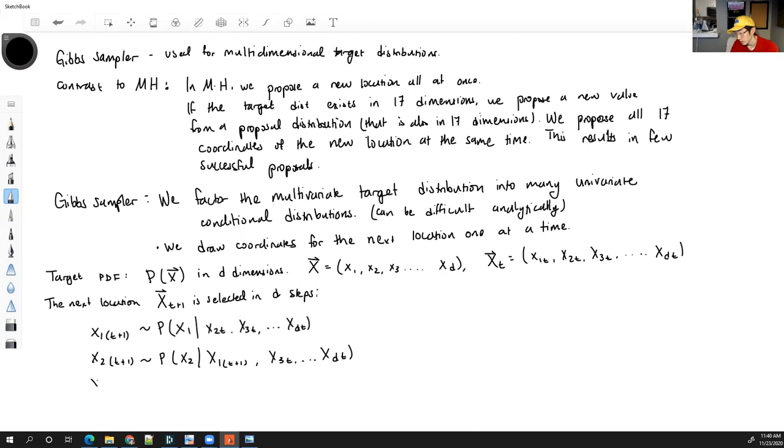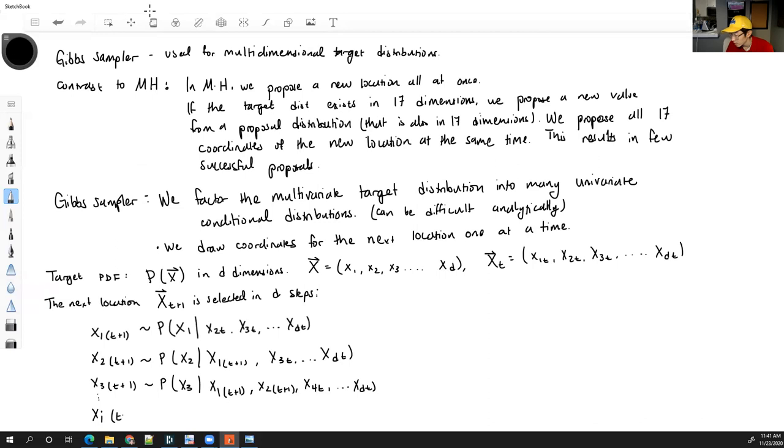Okay, and then X3, the next coordinate. So we're just doing this one at a time. We've got to do D of these. Every time I draw a new value, that's going to get factored into the next one. So I have the new coordinate for X1 at time t plus one, I've got X2 at time t plus one, I haven't done X4 yet, so X4 is still at time t, going up to XD at time t. And this kind of continues on.